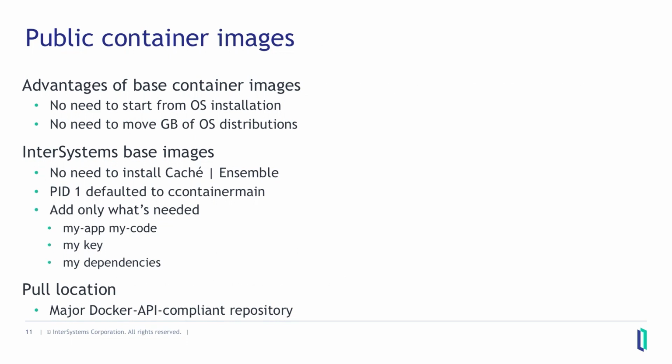So the advantages of public container images: you don't need to start from an OS installation, right? And you don't need to bring gigabytes of OS distributions. You basically just download or pull the image itself that we give you. There are going to be different versions of that.